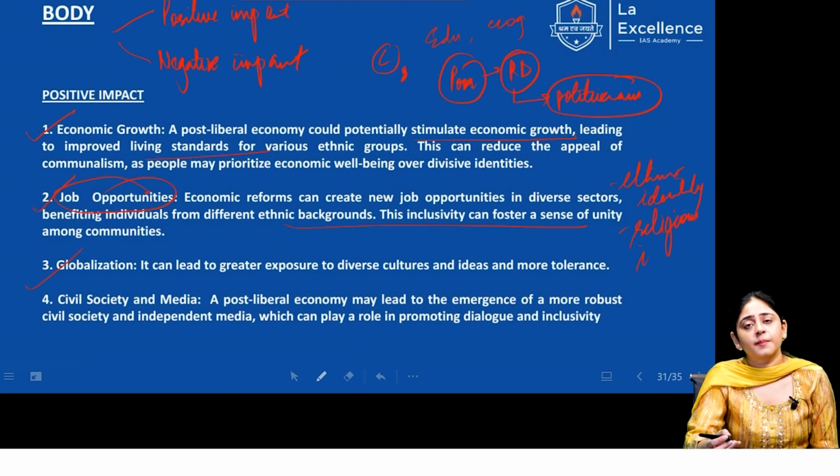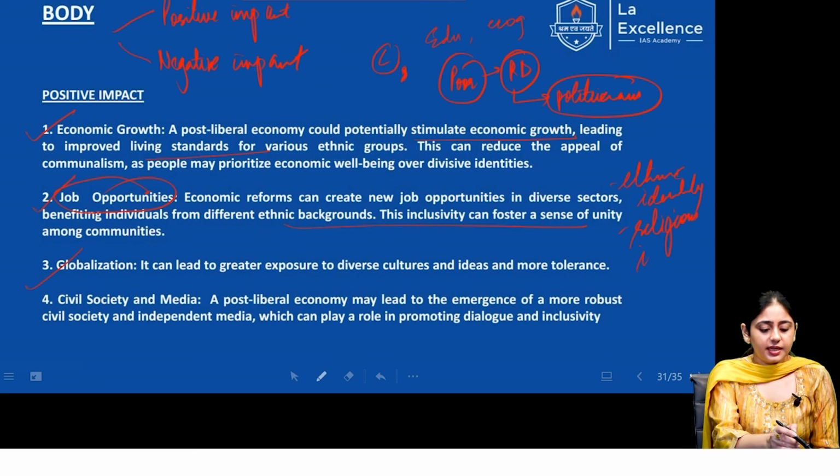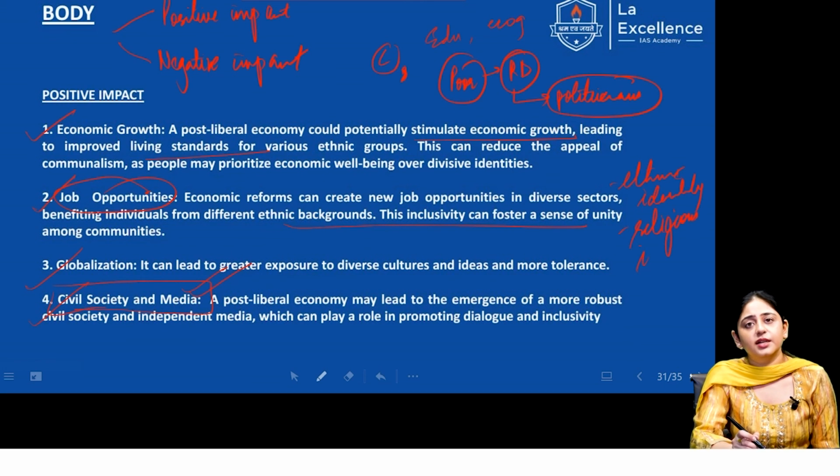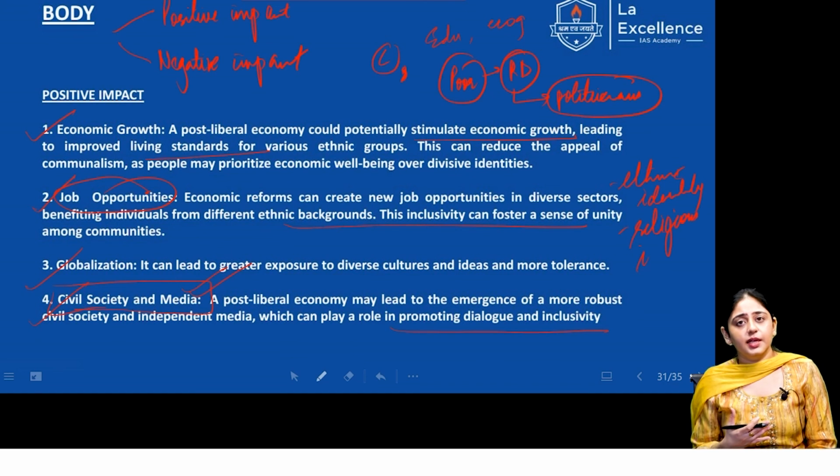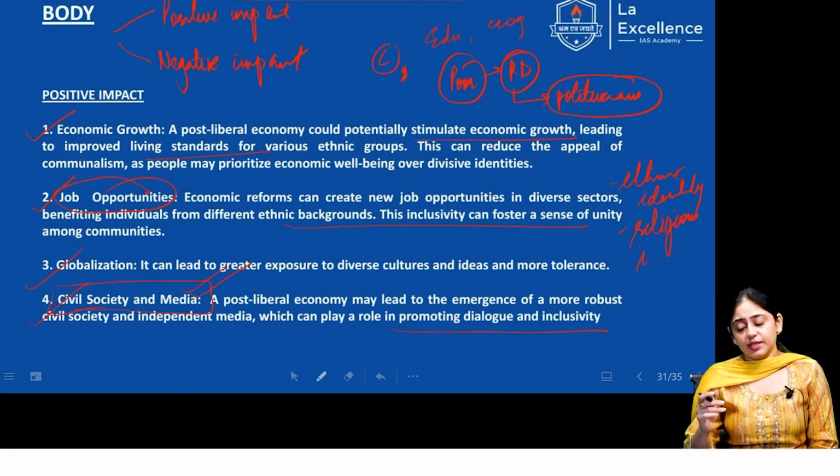Then with globalization, your varied moral values, your cultural values, values of equality, fraternity, got ingrained, or were freshly introduced into the society. Because of that also, these identities took a backseat. Then civil society and media became very important during this phase. It was not just state-controlled media now. Different viewpoints came about, private media came about, civil society became very important. So they also started promoting dialogue and inclusivity. So this was another positive impact, where your ethnic identity and communalism took a backseat.